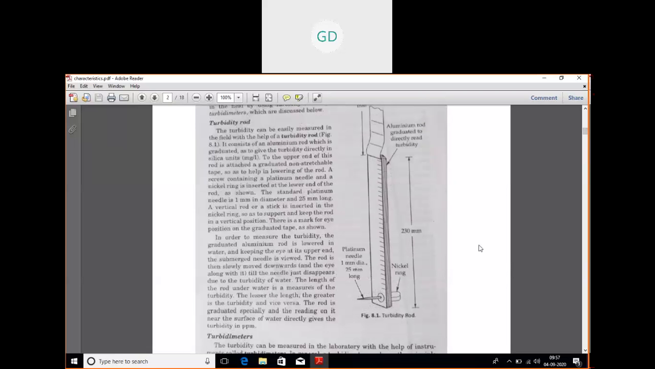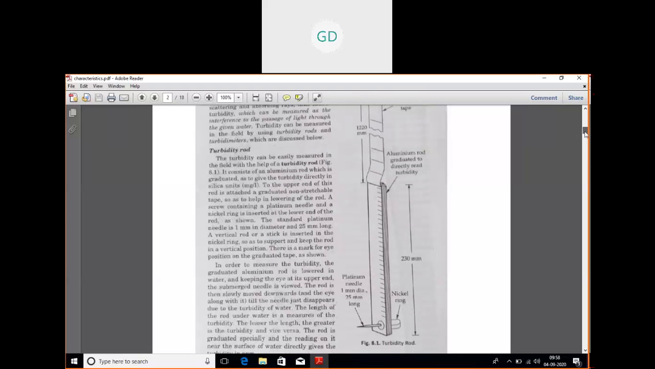So you are taking turbid water and dipping the rod in that sample, and you see through the eye mark and you see this platinum needle. As long as you see it, you keep on dipping until the platinum needle disappears. After some time, at a certain depth, this platinum needle will disappear.